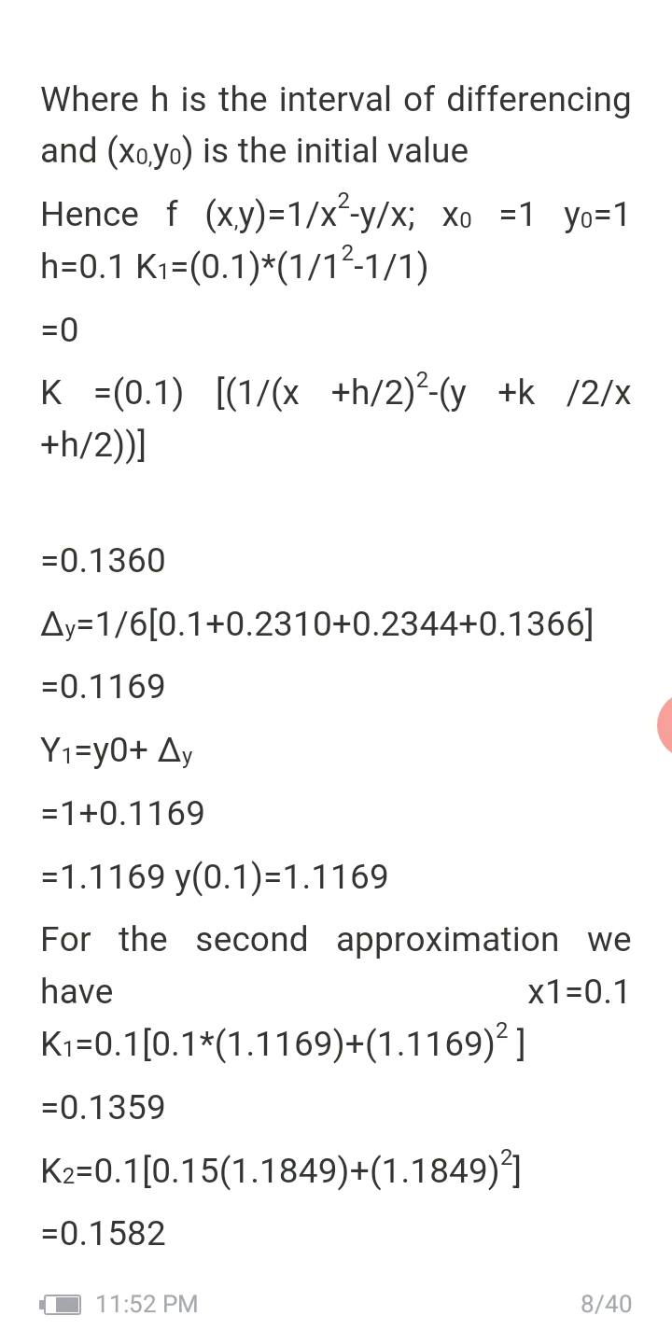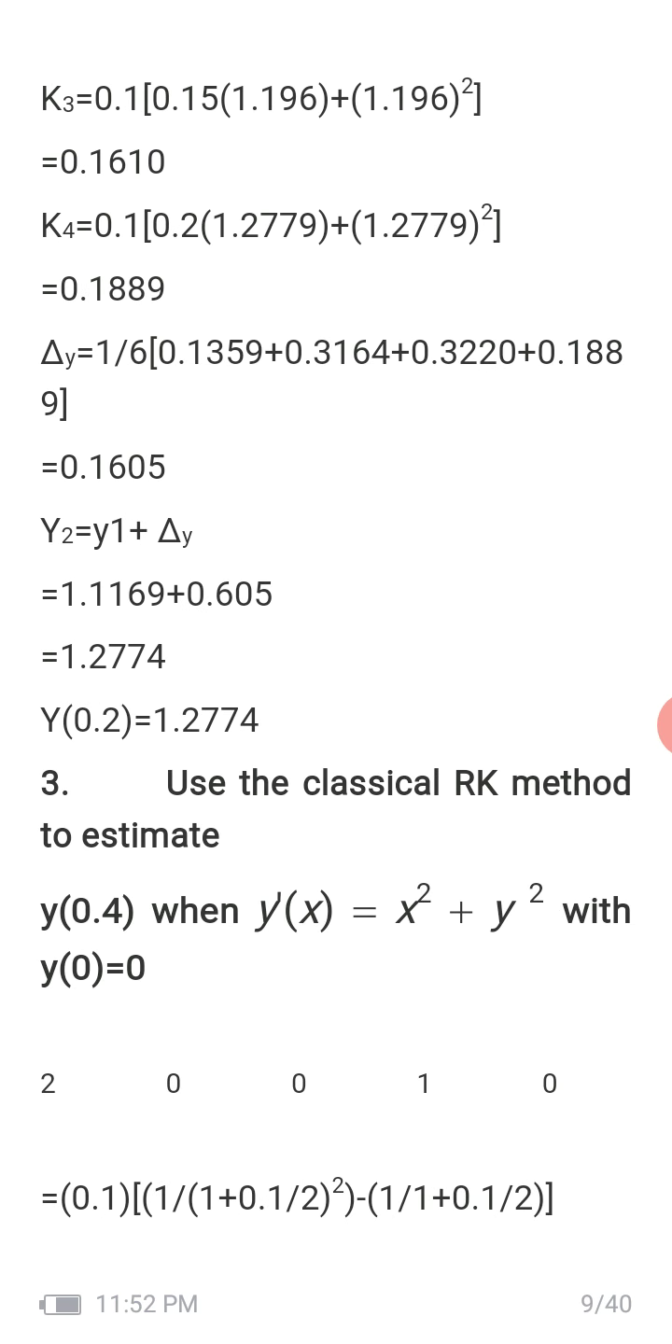Then y1 equals y0 plus del y. We can get the value of y1 equals 1.1169. Then we continue the second approximation using the above formula. We can get the values of k1, k2, k3, k4 and we can finally find the del y value. Then we can substitute the values in del y. We can get the values of y2. Then third problem, same one.